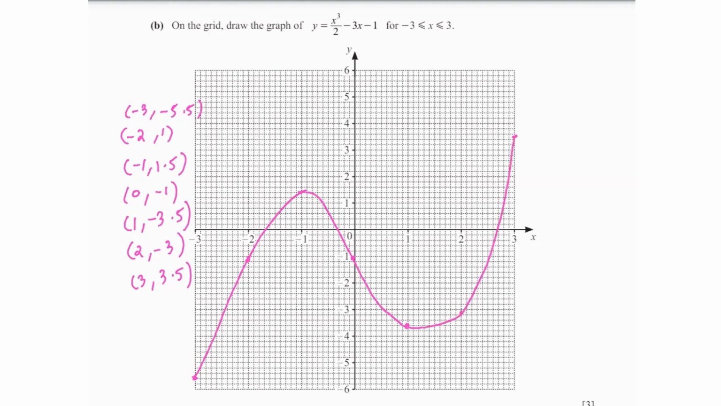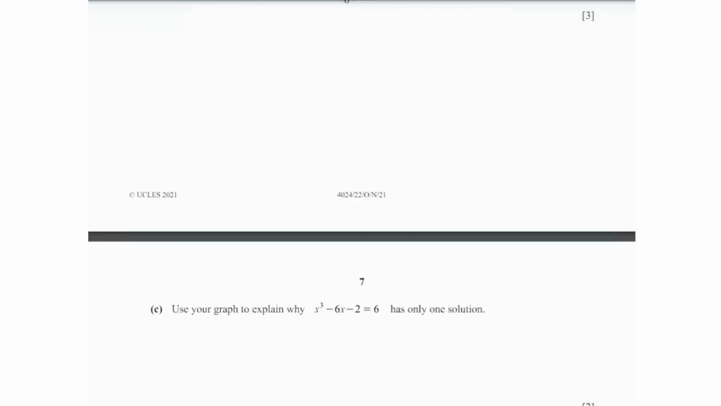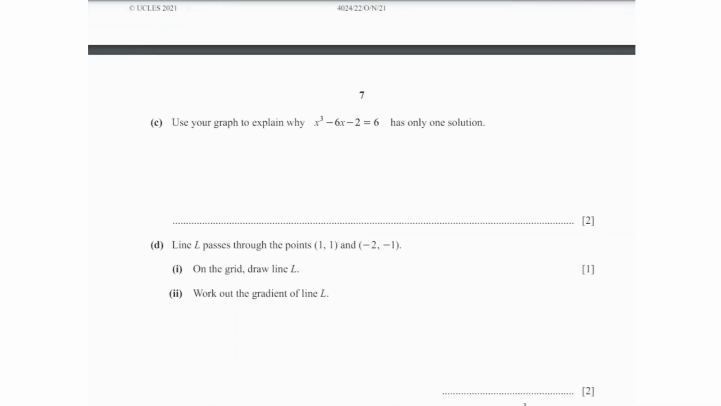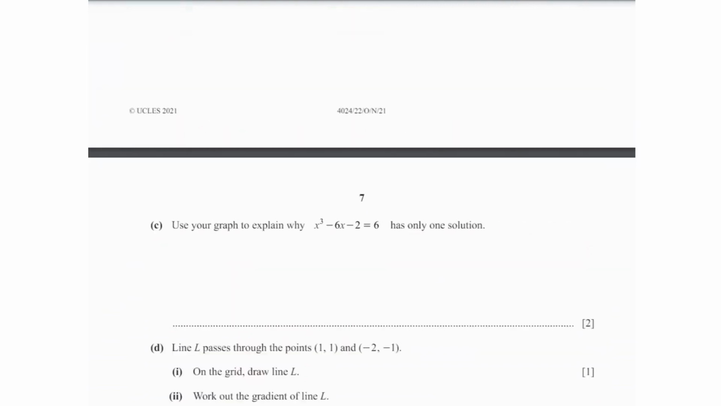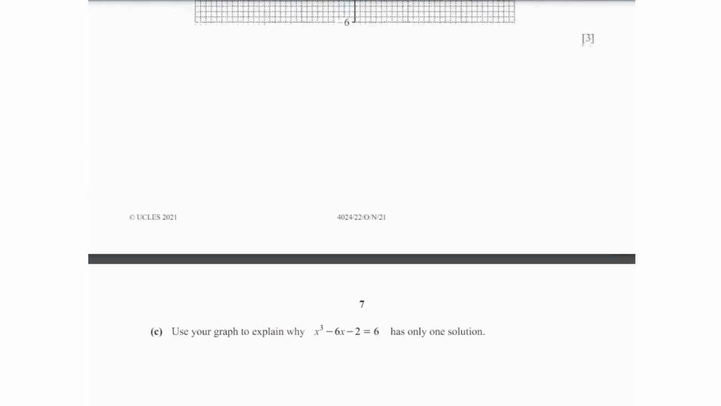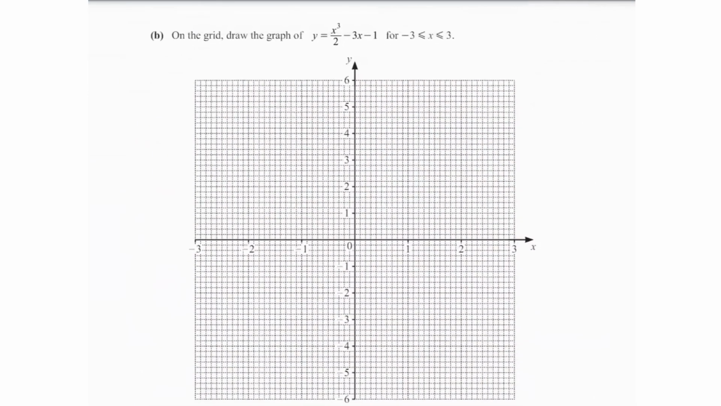Okay, so this is our graph. Next part says use your graph to explain why x cubed minus 6x minus 2 equals 6 has only one solution. So x cubed minus 6x minus 2 equals 6.